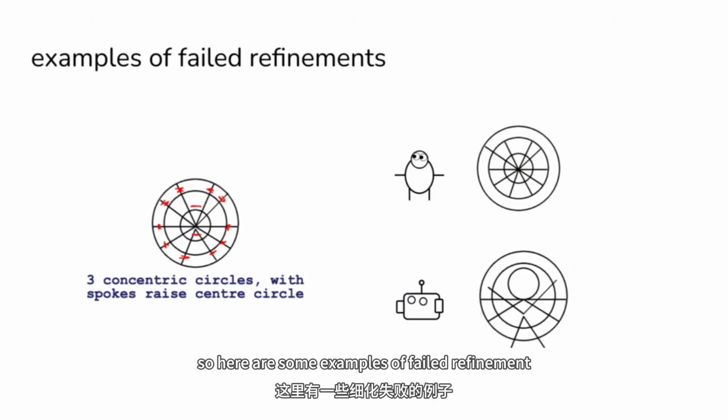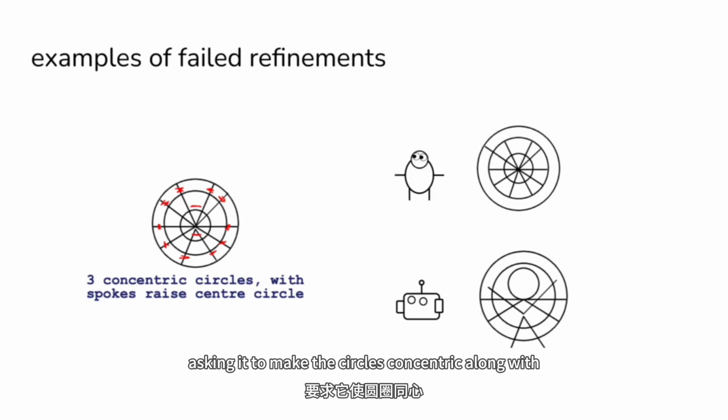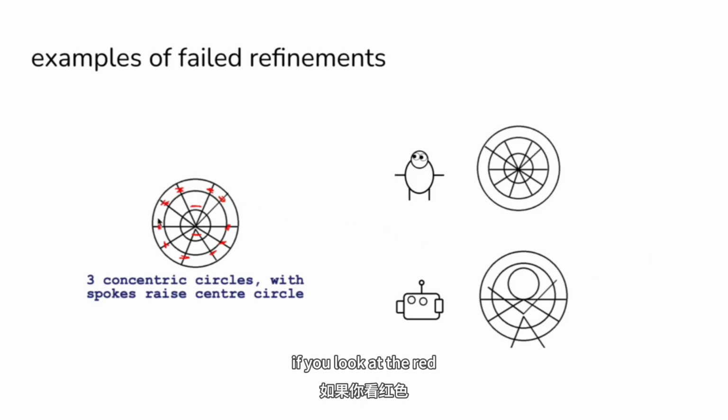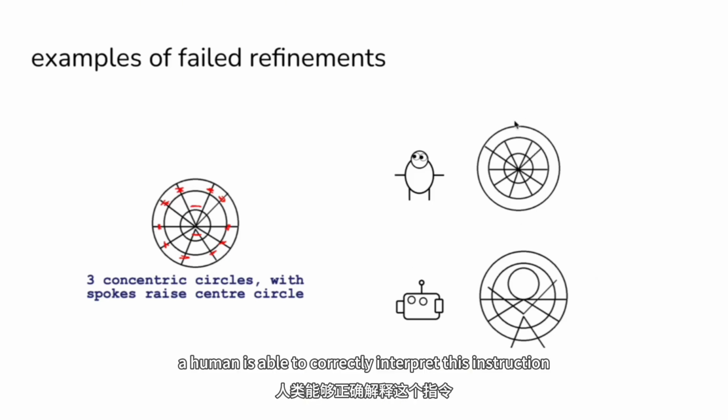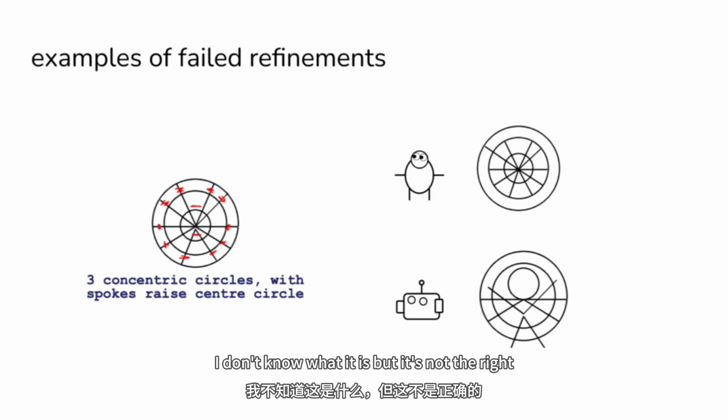So here are some examples of failed refinement. Here is an instruction on the left asking it to make the circles concentric, along with, if you look at the red marks on the side, which is to remove the little line segments between the second and the third ring. A human is able to correctly interpret this instruction and remove the lines and center the circles. And GPT-4 did, I don't know what it is, but it's not the right thing.